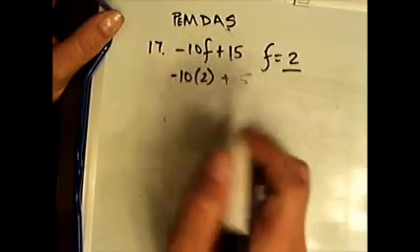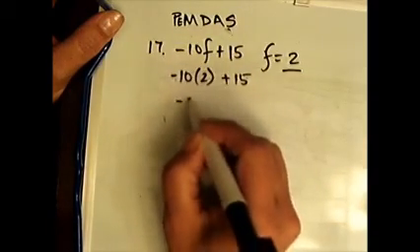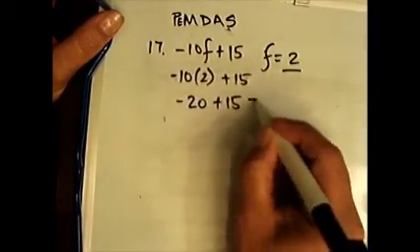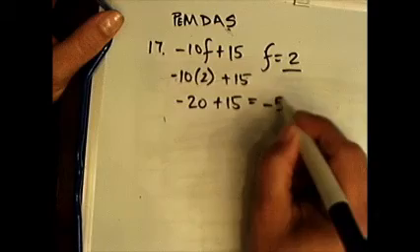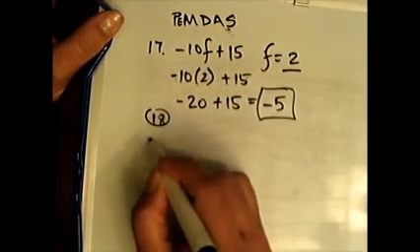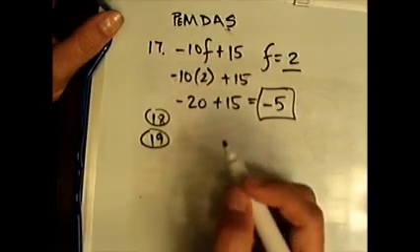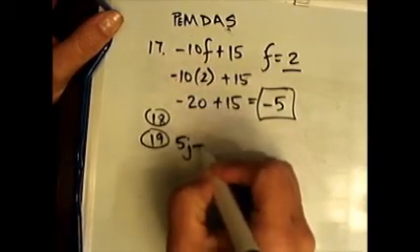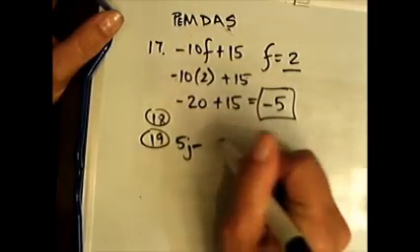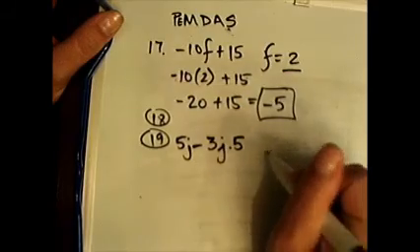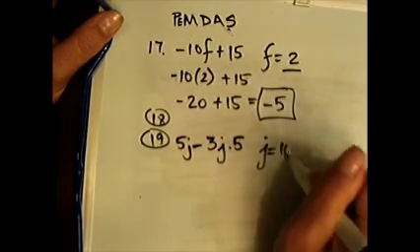So we do the multiplication first. Negative 10 times 2 is a negative 20. Then you add 15 to that, then your answer is a negative 5. Make sure you box your answer. 18, you get to do. Number 19, we have 5j minus 3j times 5. And that's when j equals 10.